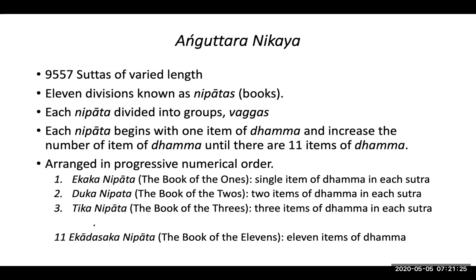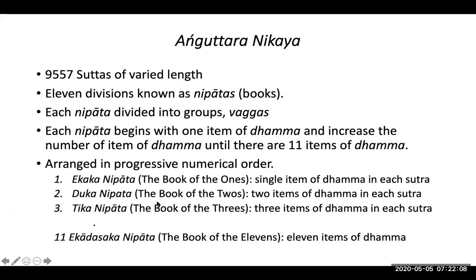In other words, each Nipata begins with one item of the Dhamma and adds items of Dhamma by units of one until there are 11 items of Dhamma in each sutra of the last Nipata. So the name Anguttara means increasing by one item. For example, the first Nipata, Ekaka Nipata, provides single items of Dhamma in each sutra, called the Book of the Ones.